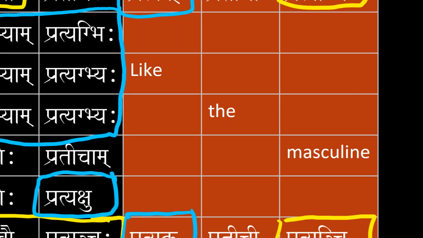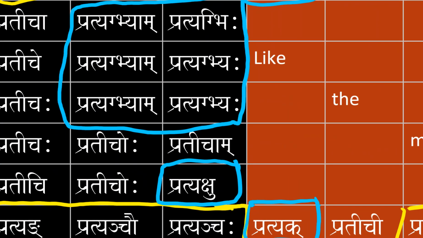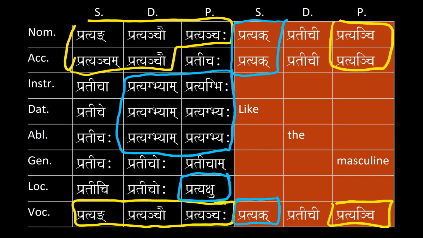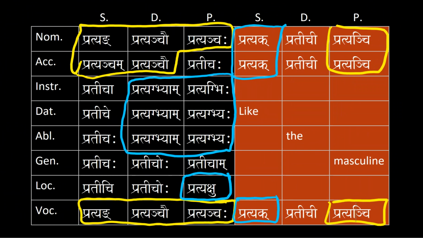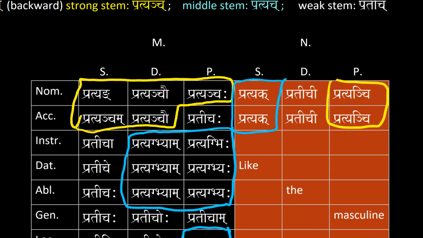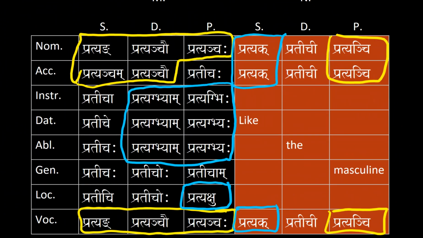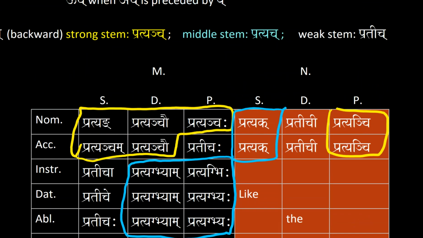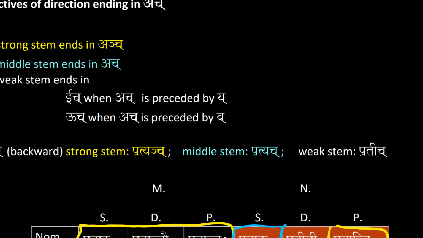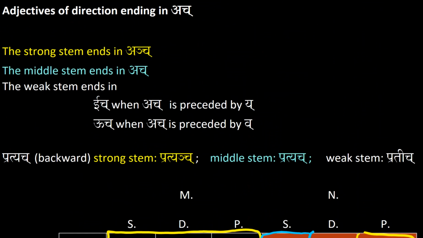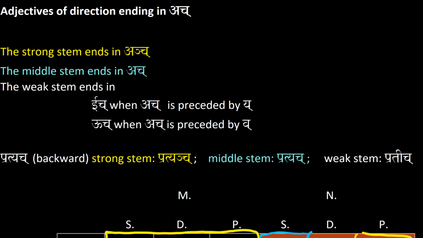Now, the instrumental, singular, dual, and plural, all the way down to locative, as usual, are going to be declined like the masculine, also considering the middle and the weak stems, just like the masculine. So that is how you would decline an adjective of direction ending in ach, and that is how you would form the stems.